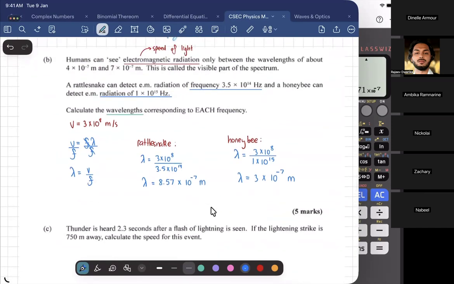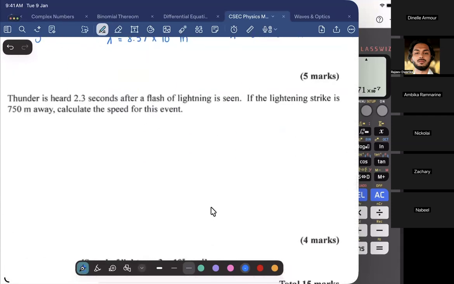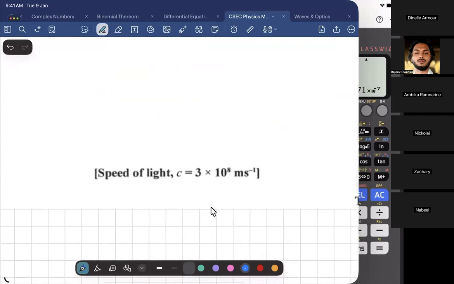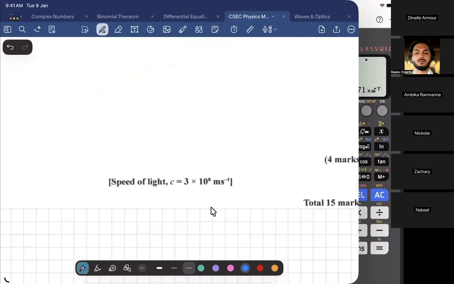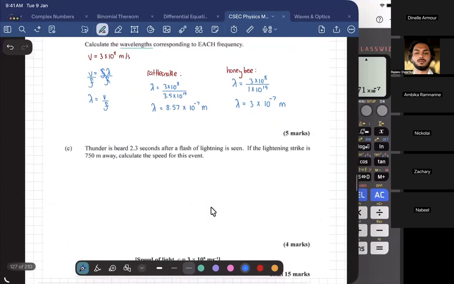It's just, anytime you see EM radiation, just know the velocity is 3 by 10 to the power 8. They're not going to tell you. They expect you to know. Sometimes they tell you the speed of light, but you should know how to do that.